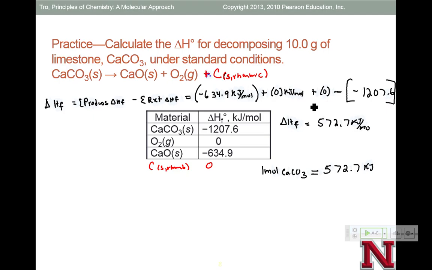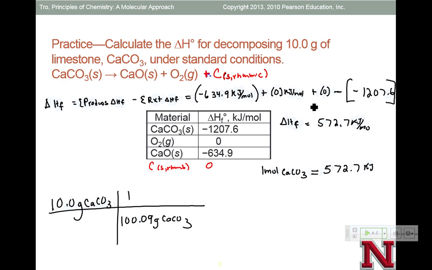Because it's positive. So the question is, how much delta H do we need for 10 grams? Well, how many moles are in 10 grams? We can calculate that because we've been doing that since the beginning of class. So 10.0 grams of CaCO3. We could calculate our molar mass. It is 100.09 grams of CaCO3 for 1 mole. Use your periodic table to calculate that.